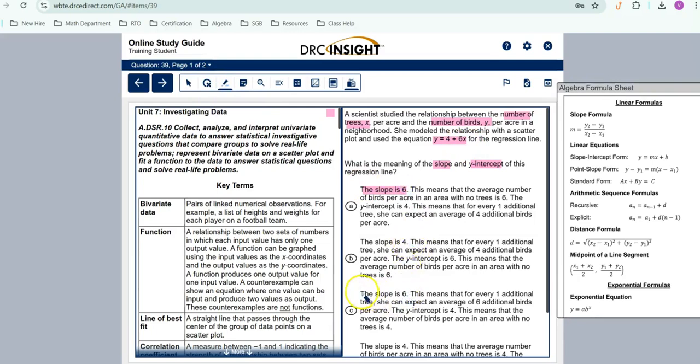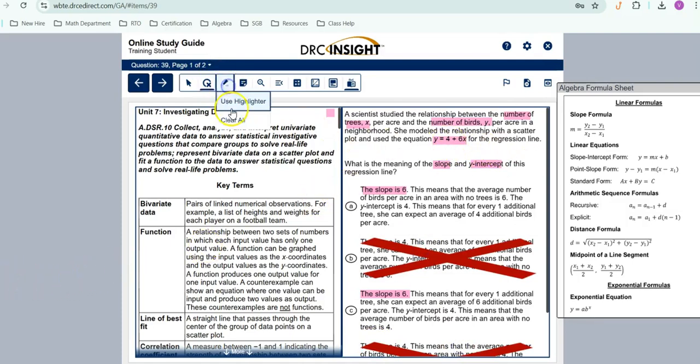Slope is 4. That's not correct. Slope is 6. Slope is 4. That's not correct. So we can already eliminate 2 answers. Then we know our y-intercept is 4, and both of these have that in here. The y-intercept is 4. And the y-intercept is 4.